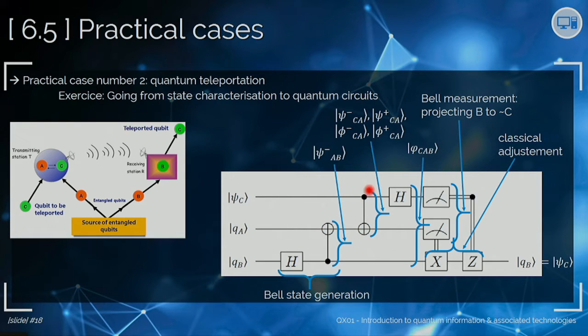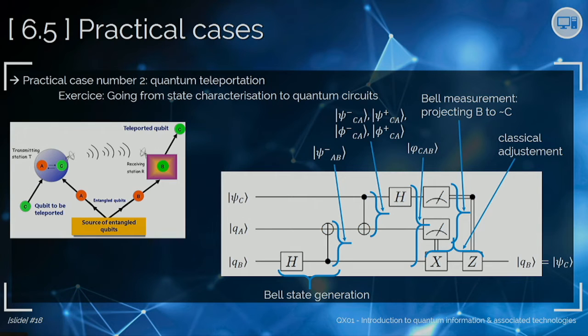Okay. Then here we are at step 4. You make the state CAB, phi CAB, sorry. So you now have the entanglement between C, A, and B.